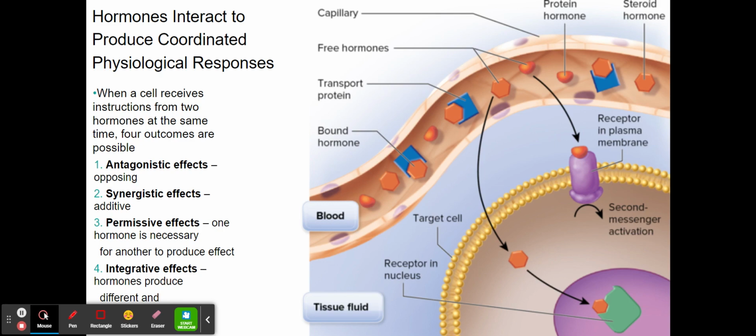Three, one hormone can have a permissive effect on another. In such cases, the first hormone is needed for the second hormone to produce its effect. For example, epinephrine does not change energy consumption unless thyroid hormones are also present in normal concentrations. And finally, number four, hormones may produce different but complementary results in specific tissues and organs. These integrative effects are important in coordinating the activities of diverse physiological systems.